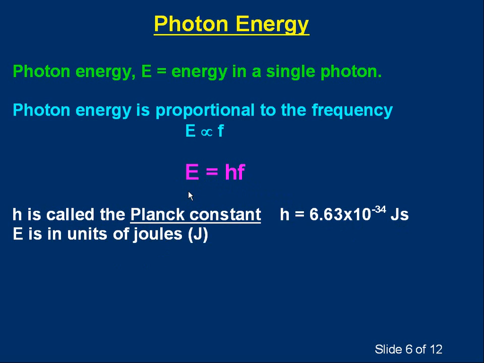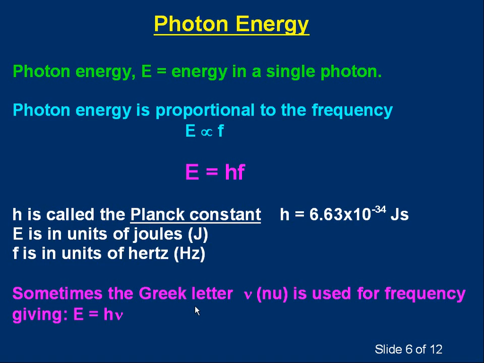And let's just talk about this formula briefly. We know what h is. E, of course, must be in units of joules, and f must be in units of hertz if we're working in the SI system of units. A little warning, in some books you may find the symbol nu. That's a Greek letter nu, which looks like a v but isn't. Sometimes a Greek letter nu is used for frequency. So instead of seeing E equals hf, you may see E equals h nu.